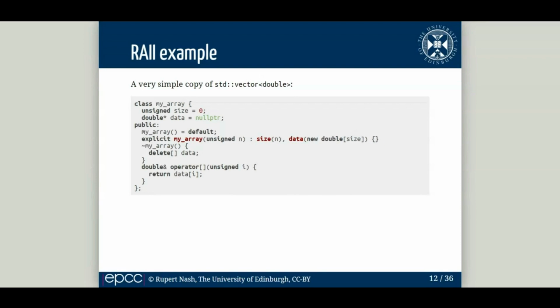So when I define my array, I will need the size, that is n. You see that the size is defined here. We use the value of n and store it in the size. And for data, we will allocate using new a vector of doubles, and the size will be size.